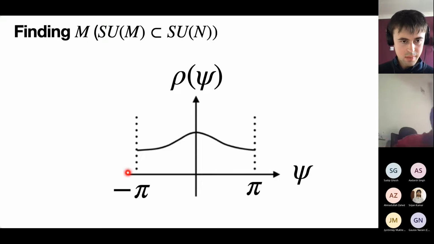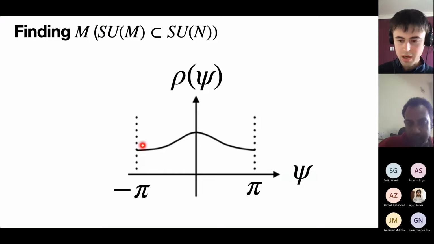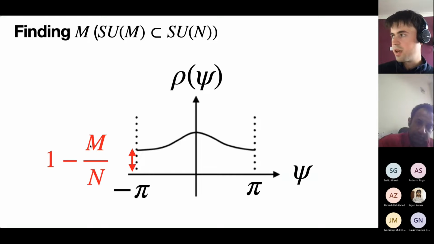Given what I just said, this component of the eigenvalue distribution should correspond to the amount of the gauge group which is confined or deconfined, and so you'd expect to be able to perhaps read off the value of m from here, and that's what we find. This height is proportional to 1 minus m over n. So m is the number of colors which are deconfined.